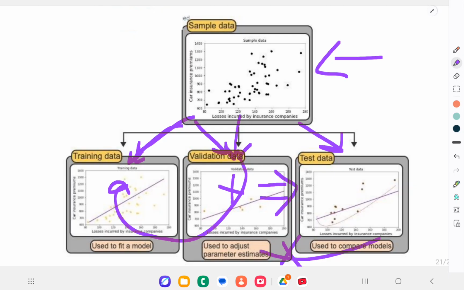So we use the training data as our learning material, we use the validation data as our practice exam, and then we use the test data as our final exam.